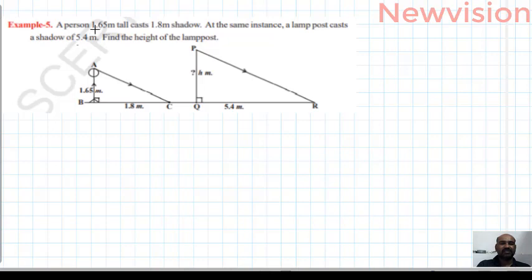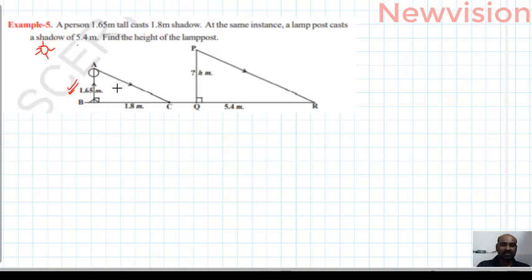A person 1.65 meters tall casts a 1.8 meter shadow. So here is the person whose height is 1.65 meters, who casts a 1.8 meter shadow. At the same time a lamp post casts a shadow of 5.4 meters. We want to find the height of the lamp post. The light source here, for example, is the sun. At the same time you want to find the height of the lamp post, so that it makes a shadow of 5.4 meters.